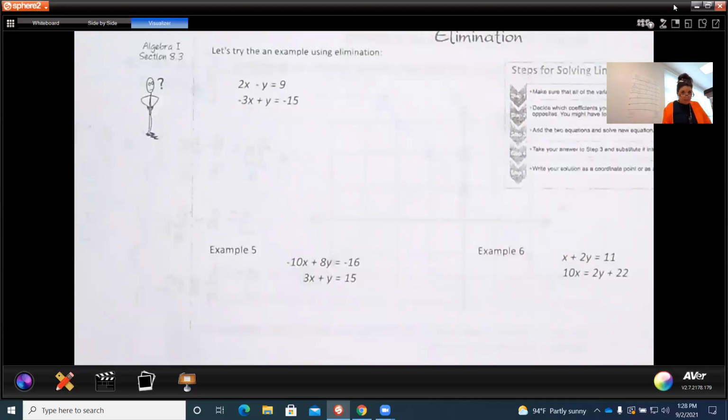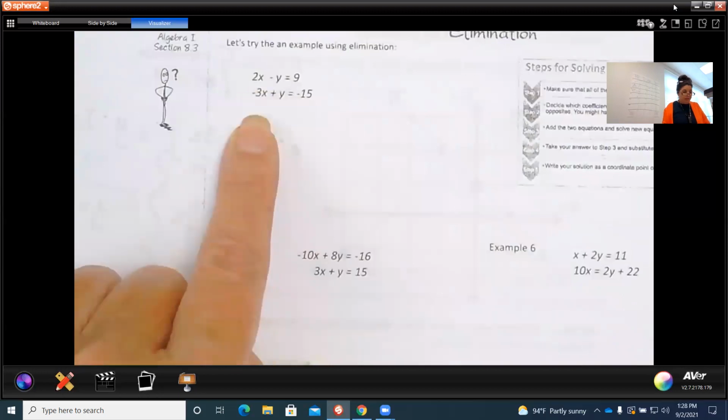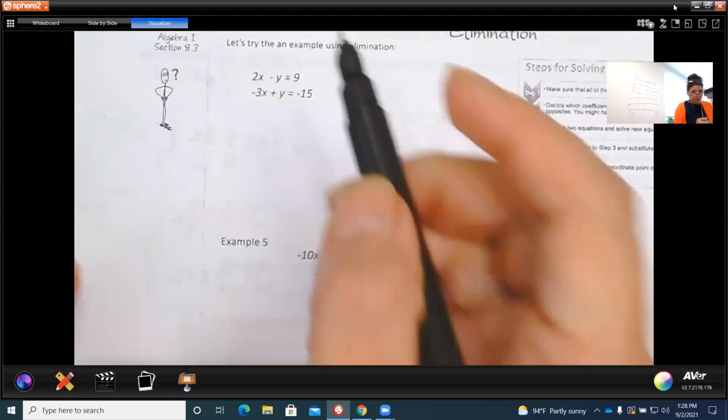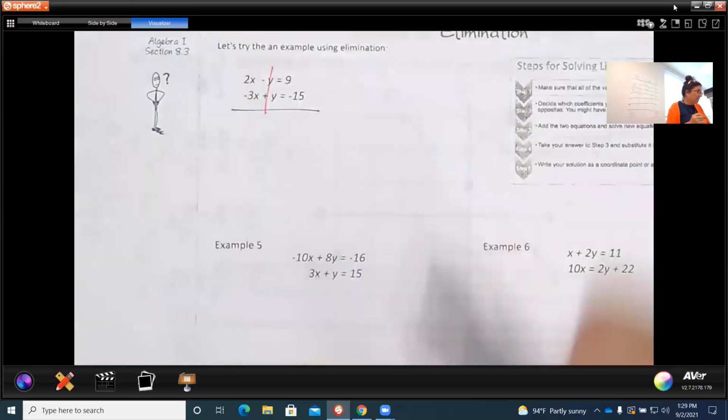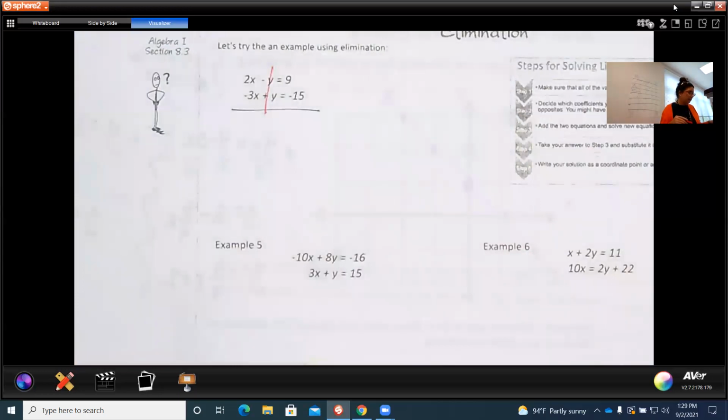So if I added 2x and negative 3x, would those cancel? Is 2x minus 3x 0? Okay. Look at your y's. Negative y plus y. Would that cancel? So that just eliminated. We want that to happen. If that happens, you can use elimination super fast. Okay. So now just add or subtract whatever each thing says.